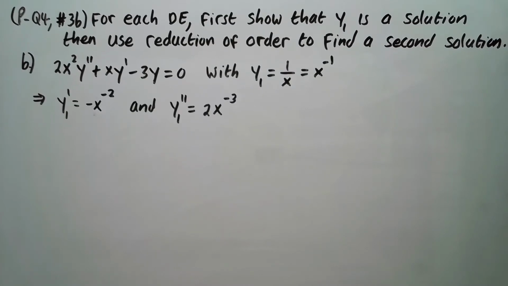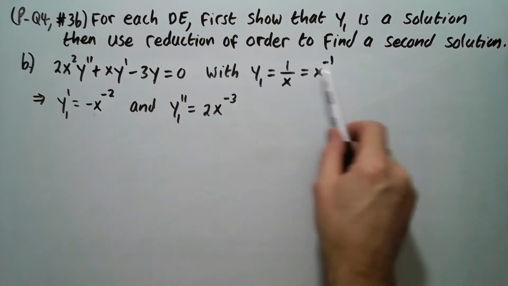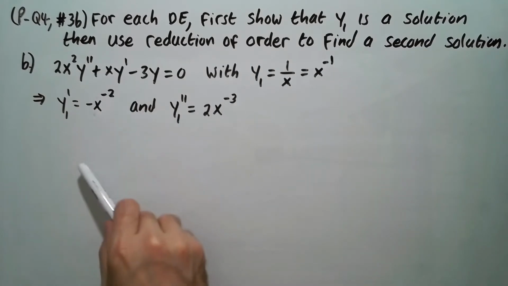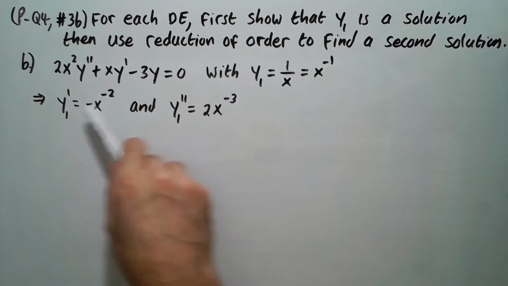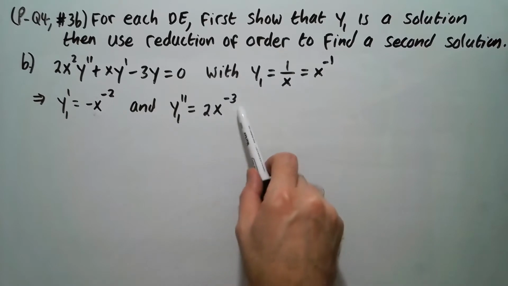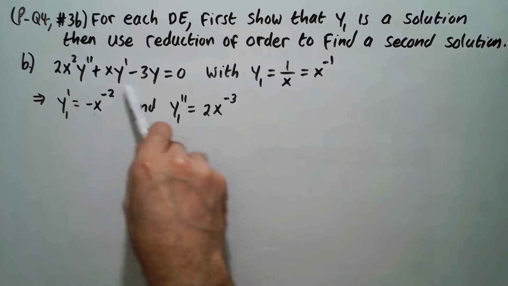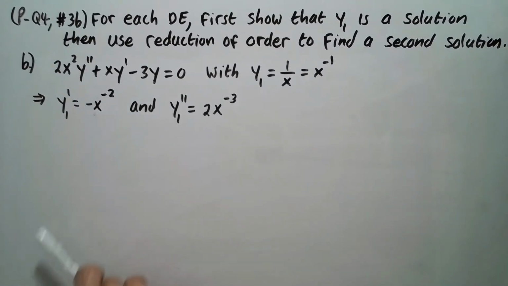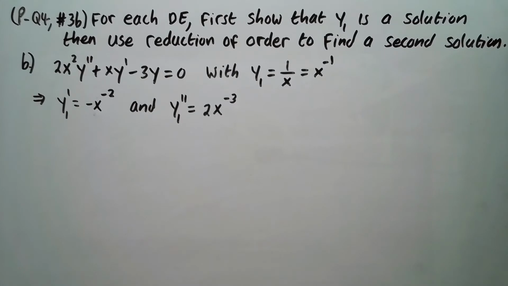So taking the derivative of 1 over x, I'm writing it as x to the minus 1, so you bring the minus 1 in front, subtract 1 from the power, so it'll be minus x to the minus 2. Then for the second derivative, take the minus 2 in front, then it'll become just positive 2, subtract 1, minus 3. So let's substitute these now into the differential equation, putting in y1 prime, y1 double prime and y1.